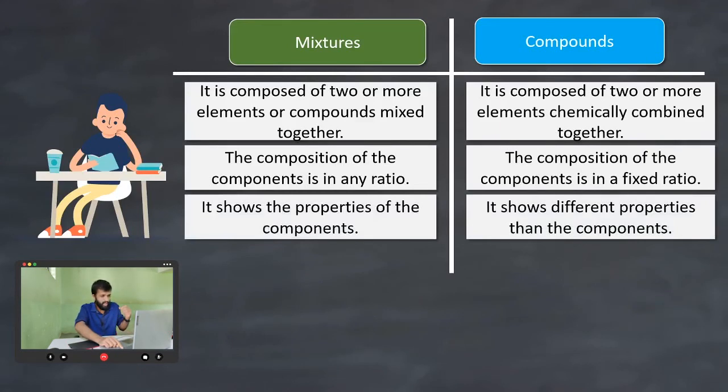Next, in a mixture, it shows the properties of the components. So when I take out that cashew nut and eat it, it gives me the property of the cashew nut. I can feel the taste of a cashew nut. But when we are talking about a compound, the properties completely change. For example, hydrogen burns with a pop sound. You must have done this experiment in your lower classes.